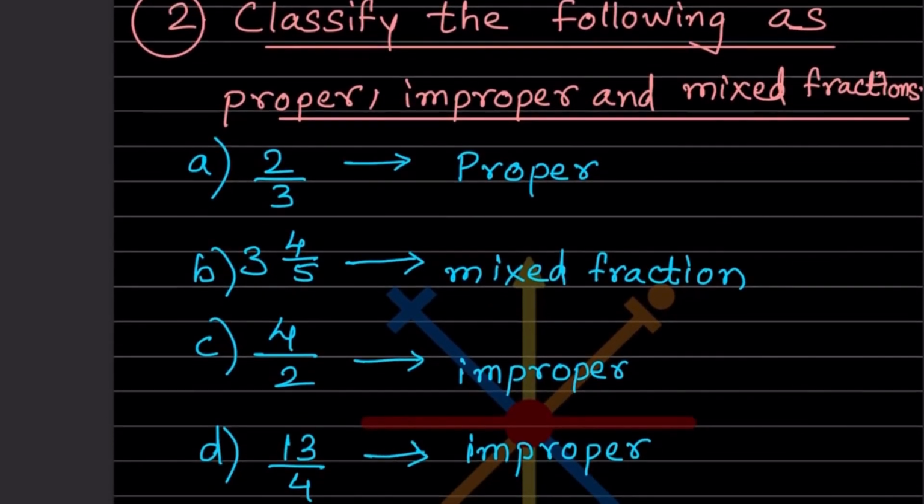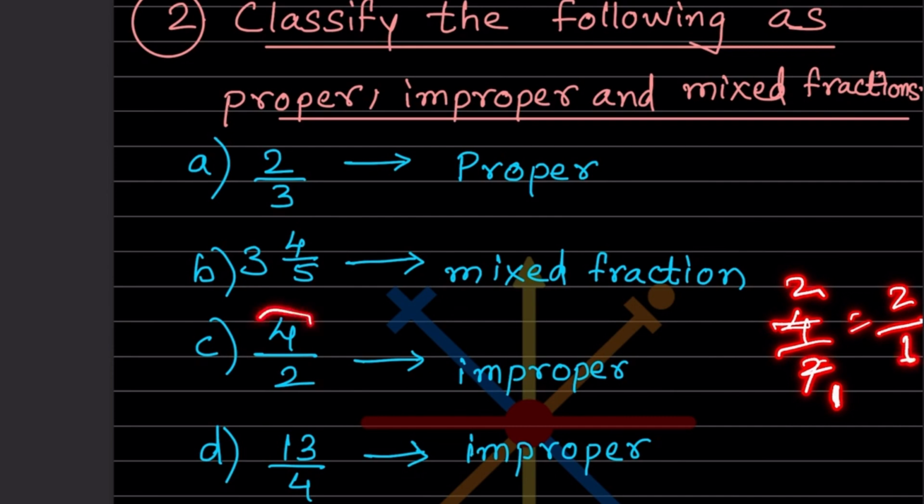Classify the following as proper, improper, and mixed fraction. So if you know this one, proper means the numerator should be smaller, improper means the numerator should be bigger, mixed, of course you know, should have a whole number and a proper fraction. So here see, numerator is smaller, proper. This of course is mixed. This is actually 4 by 2. 4 by 2 means here you are going to get 2. And even if you write 2, here it is 1. So that will be 2 by 1.